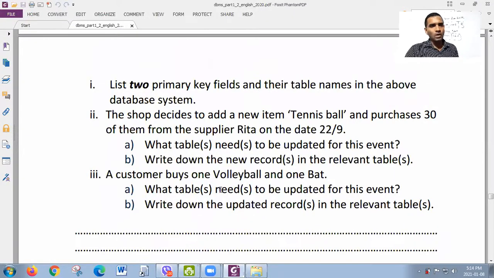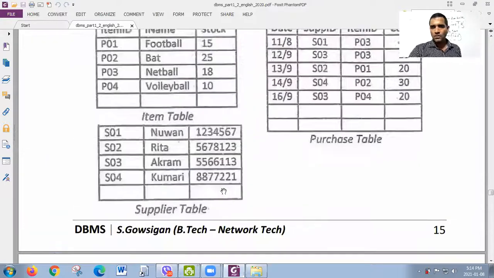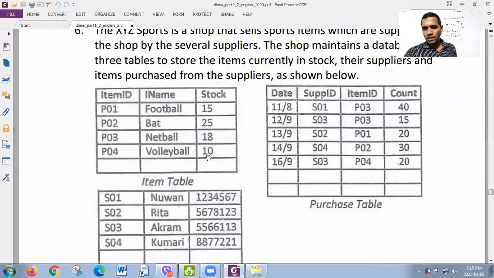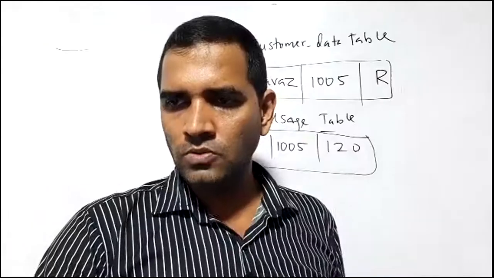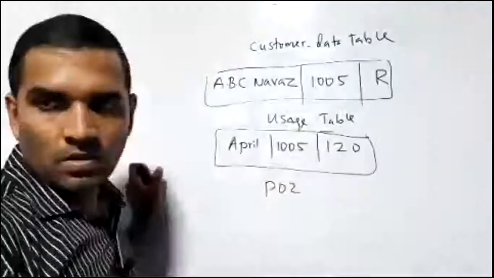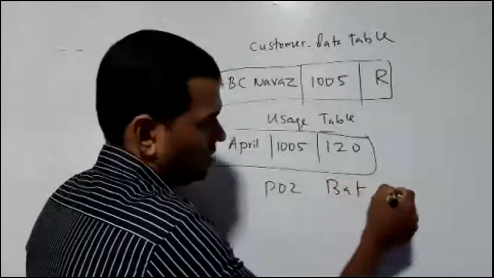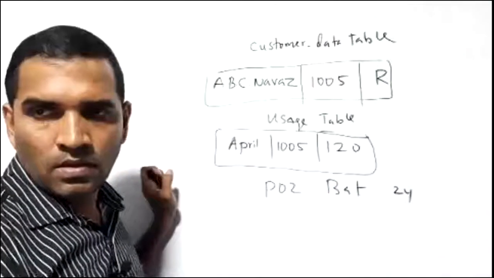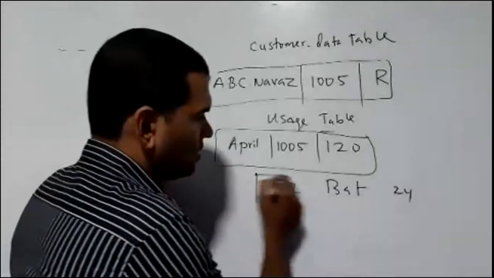So one volleyball and one bat gone, right? So look here, you have volleyball in numbers 10. So now one gone. So we have to show that as what? 9. You have bat, how many? 25. One gone. So 24. I just write it here, but when it comes to exam, you have to show that right. P02, bat, 24. Okay, and then in the next one, this is one record.